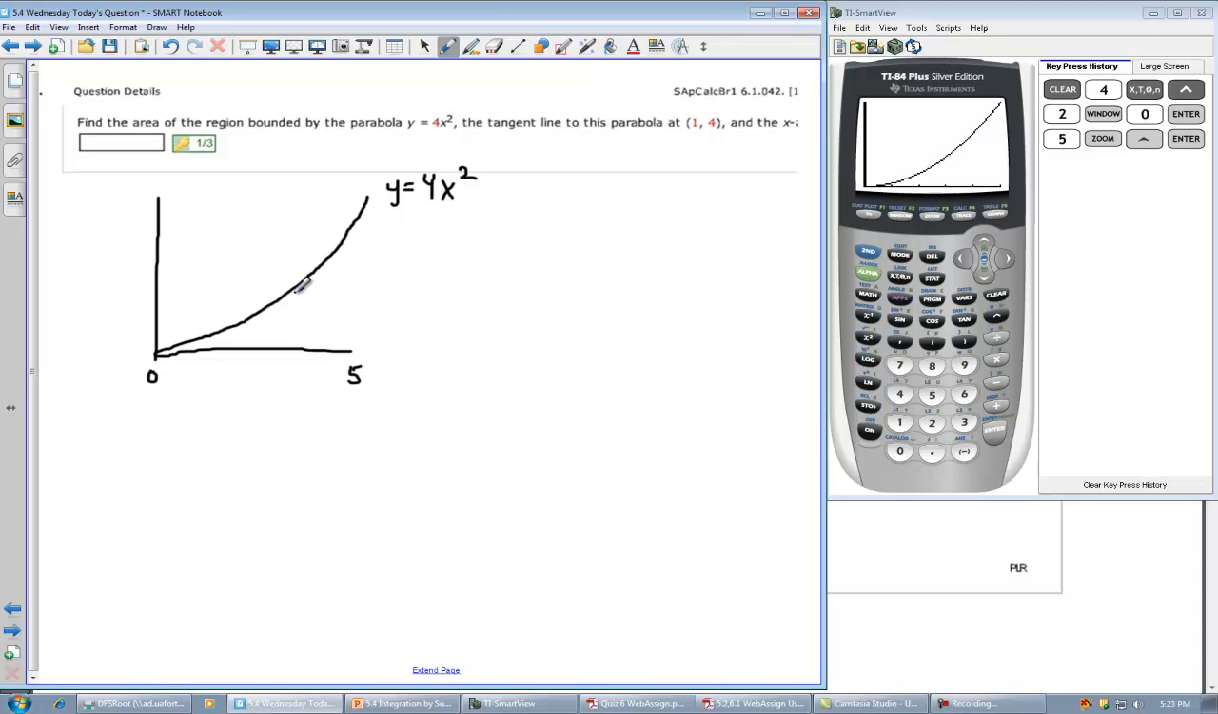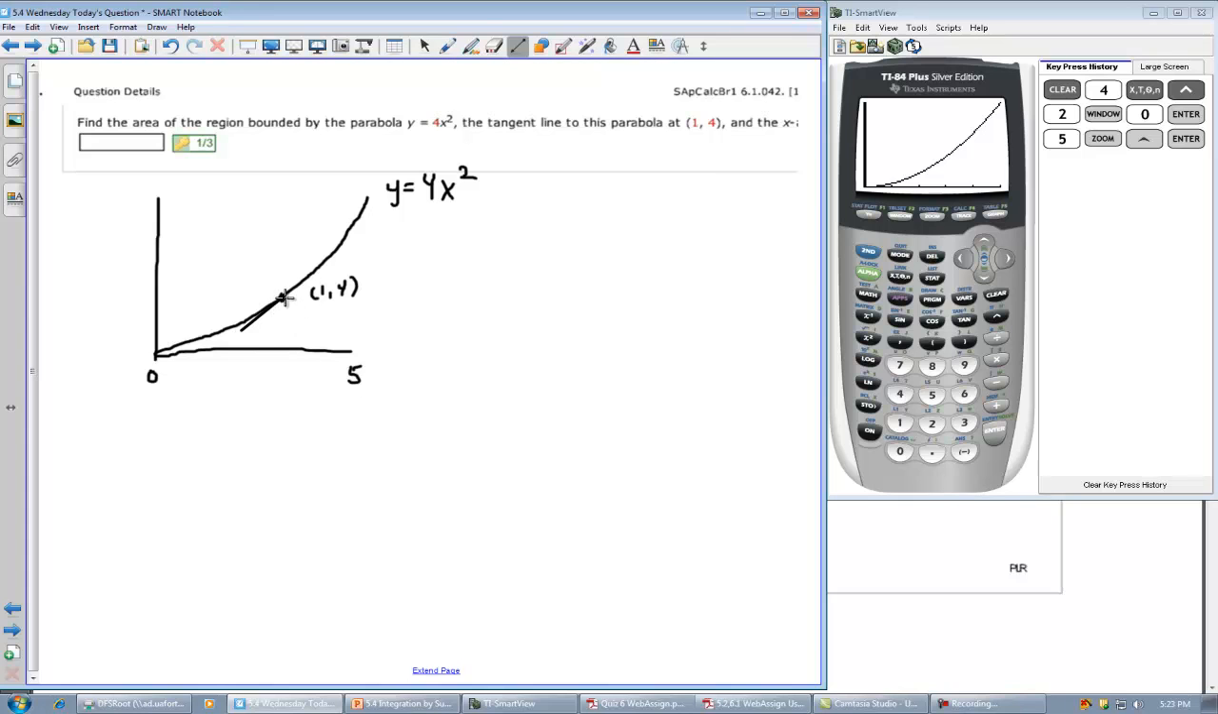And on here there's a point. Let's just put it right here. Here's a point (1, 4). And of course there's a tangent line there, so we can draw the tangent line. So here's the tangent line, and actually we probably just draw a line. So there's a tangent line right there.